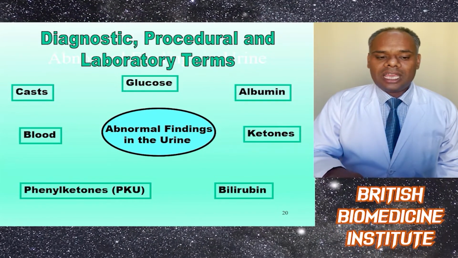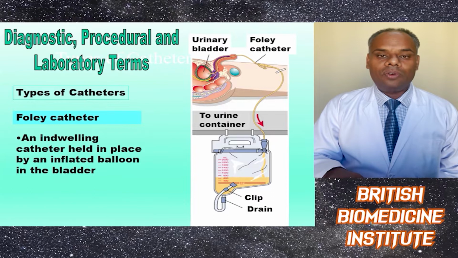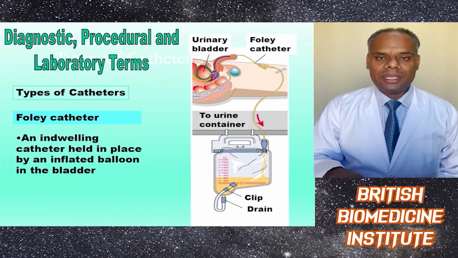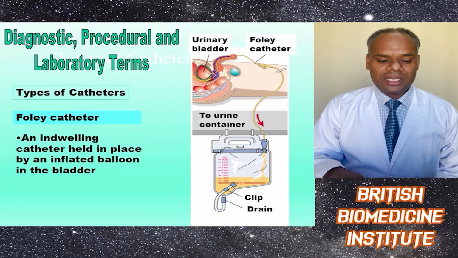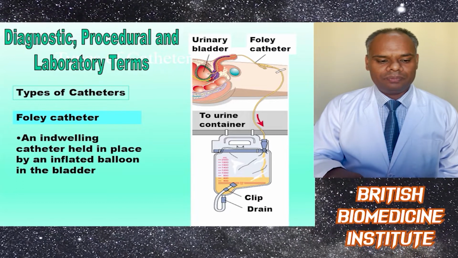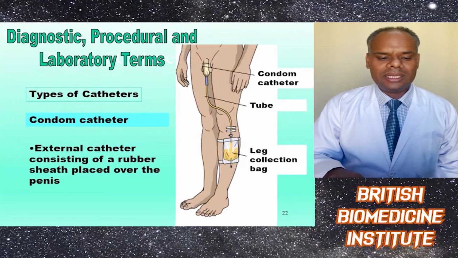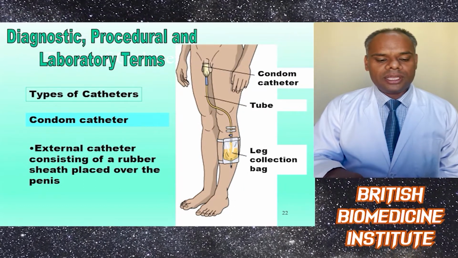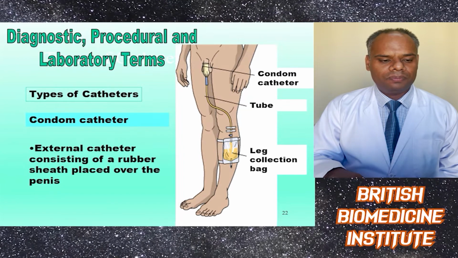So now comes the types of catheter. Foley catheter. It is an indwelling catheter held in place by an inflated balloon in the bladder. Condom catheter is an external catheter which consists of a rubber sheet placed over the penis.